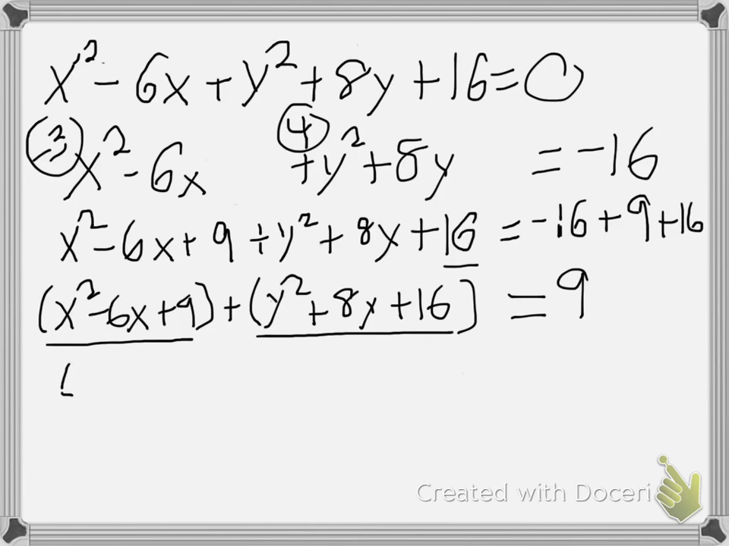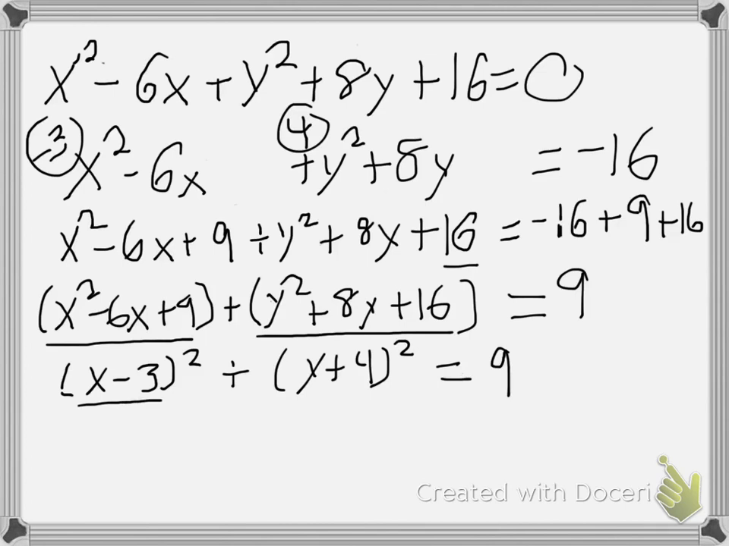It's just simply x minus 3 squared plus y plus 4 squared. And of course I added this over here and I ended up with 9. Now look at what we have, guys. We have standard form for a circle. We have x minus 3, y plus 4, and 9. What I would like you to do is answer the question, what is the center of this circle and what is the radius of this circle?